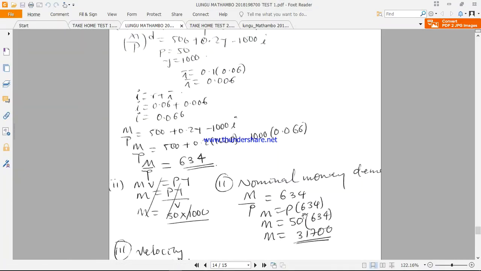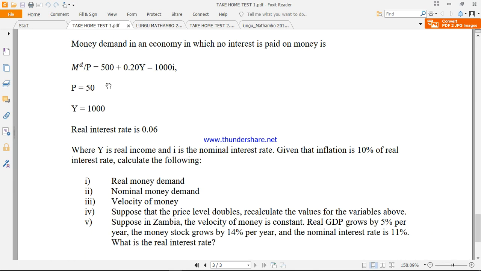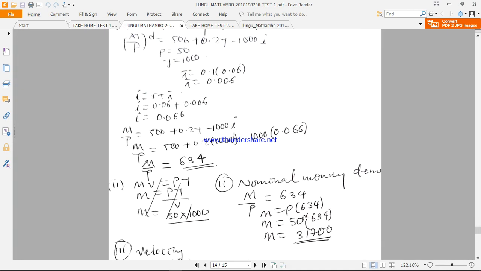Okay, let's just make M the subject of the formula. And the moment we do that, we've got this. So I've got the price level. I think we were given that the prevailing price is 50. So if the prevailing price is 50, we're just going to multiply that 50 times the 634. So 50 times 634, I think you're getting 31,700 kwacha. So this is the quantity of nominal money that is circulating in the economy.